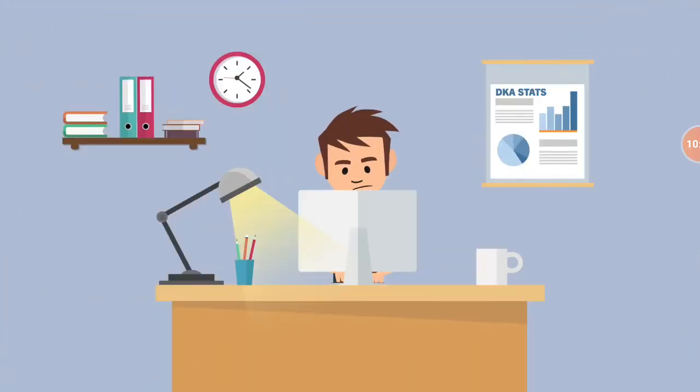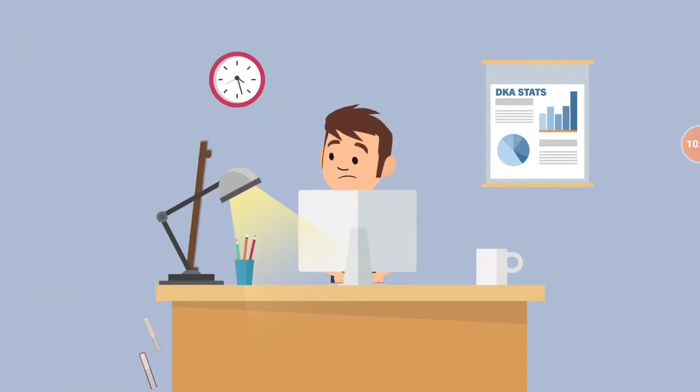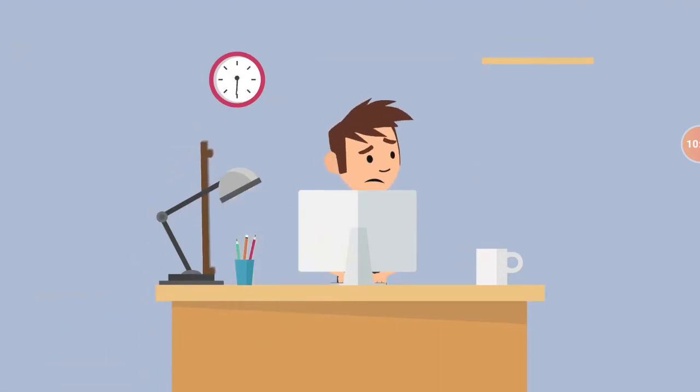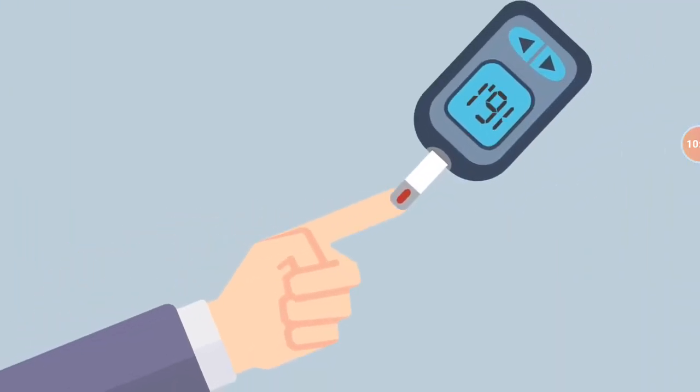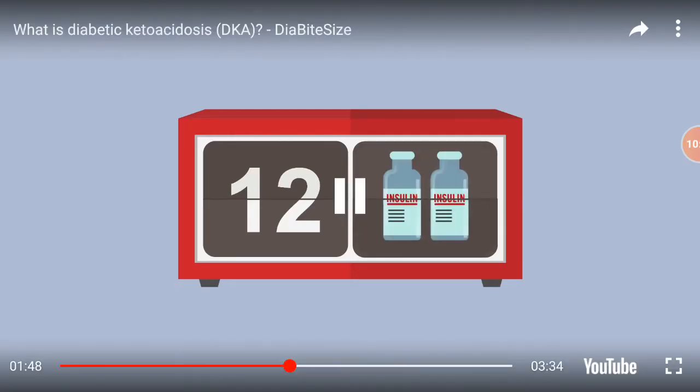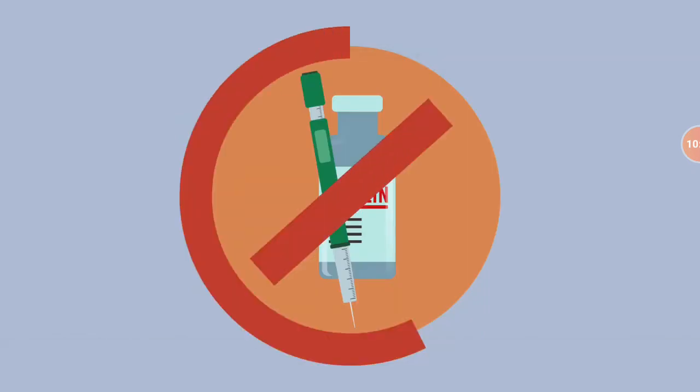And DKA is really, really serious. It can even be fatal. The most common reasons for DKA happening are developing type 1 diabetes, missing taking your insulin, getting an infection, and malfunctioning equipment.